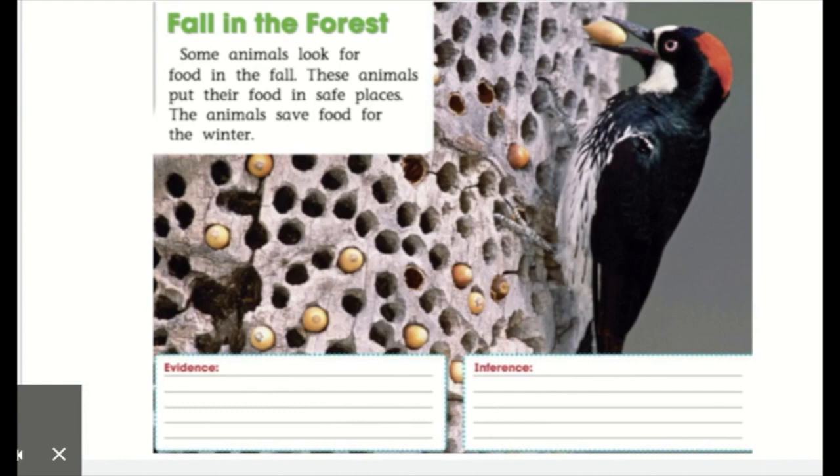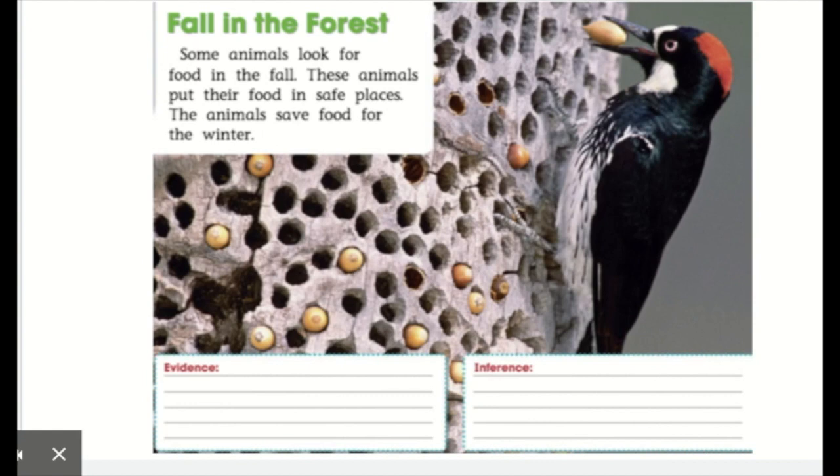Now, friends, we're going to be looking at this picture and reading this passage to make some inferences. I want you just to be thinking in your brain and looking at this picture, trying to find some clues from the words in the pictures and matching them with what you already know. This one is called Fall in the Forest. Some animals look for food in the fall. These animals put their food in safe places. The animals save food for the winter.